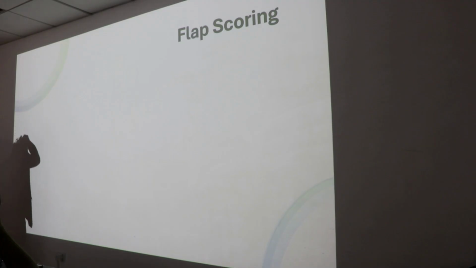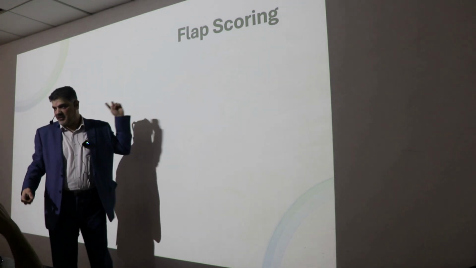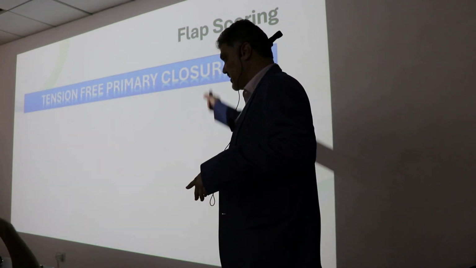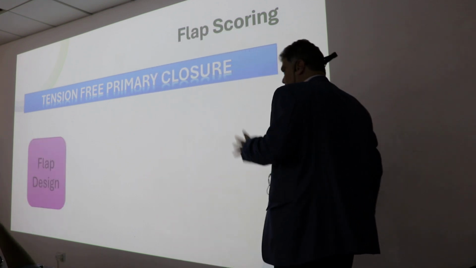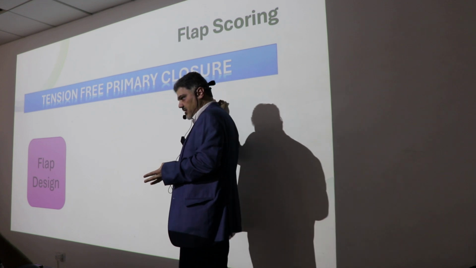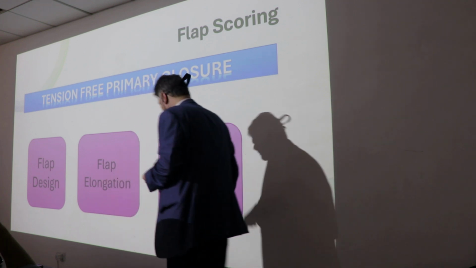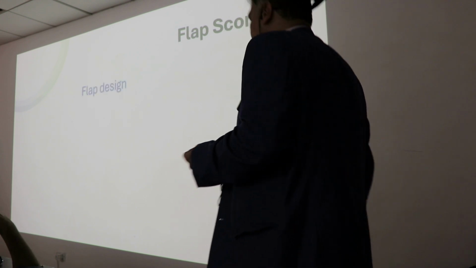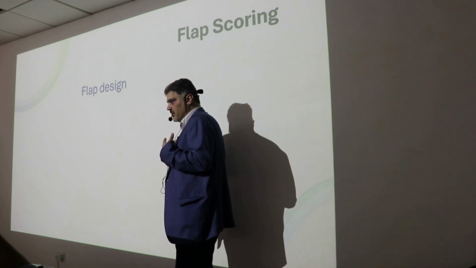The flap scoring starts before you hold your blade, or once you hold your blade, when you make your first incision in the flap. This is where scoring starts. The end result, our goal, is tension-free primary closure. So flap design will affect my scoring. Then flap elongation, how we will do it, and the wound sealing, which is the sutures. First, how my flap design will affect the scoring.